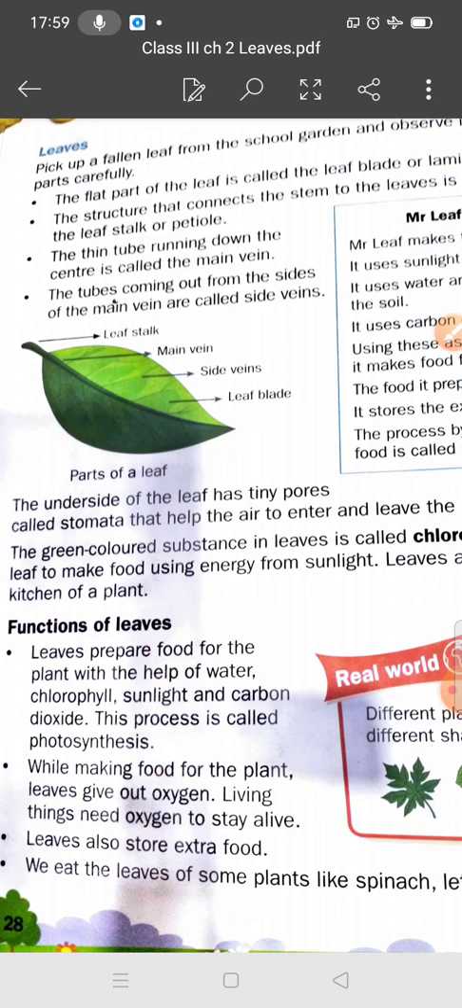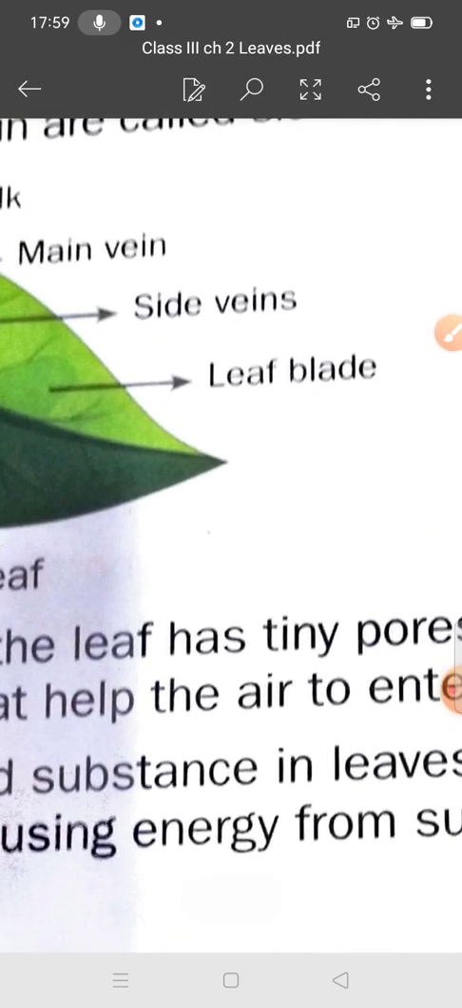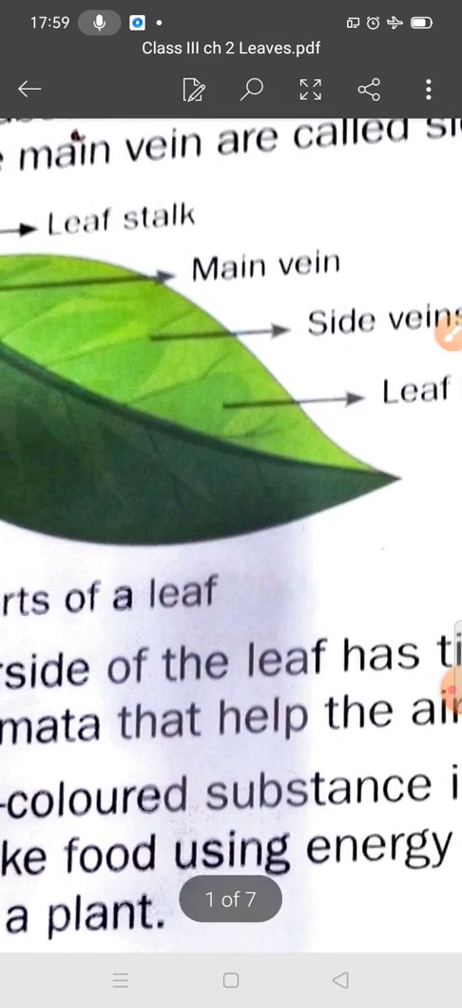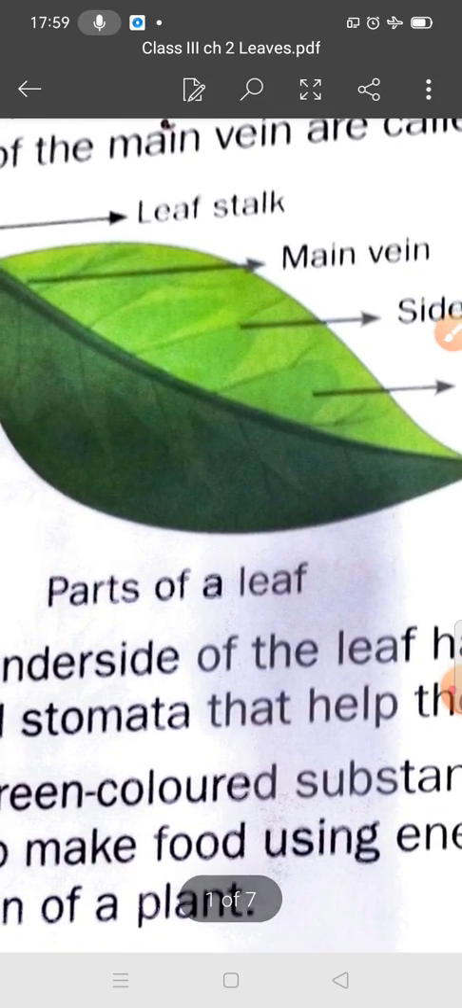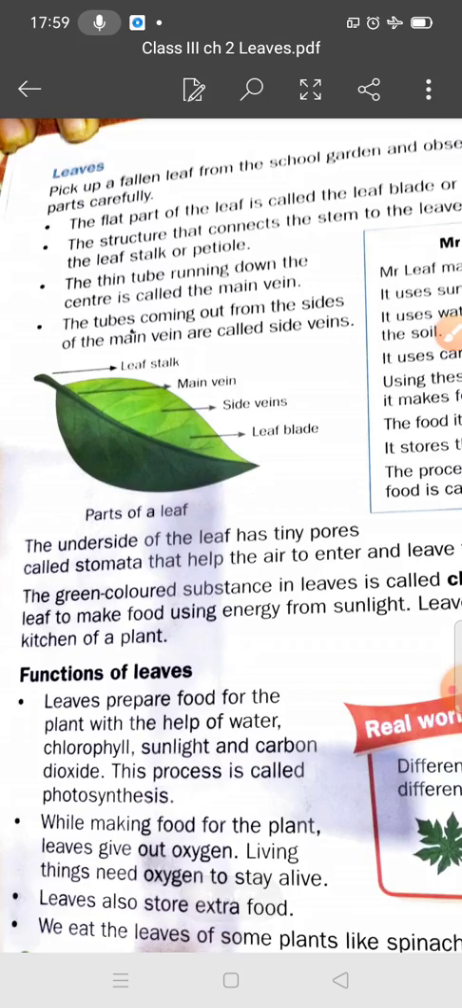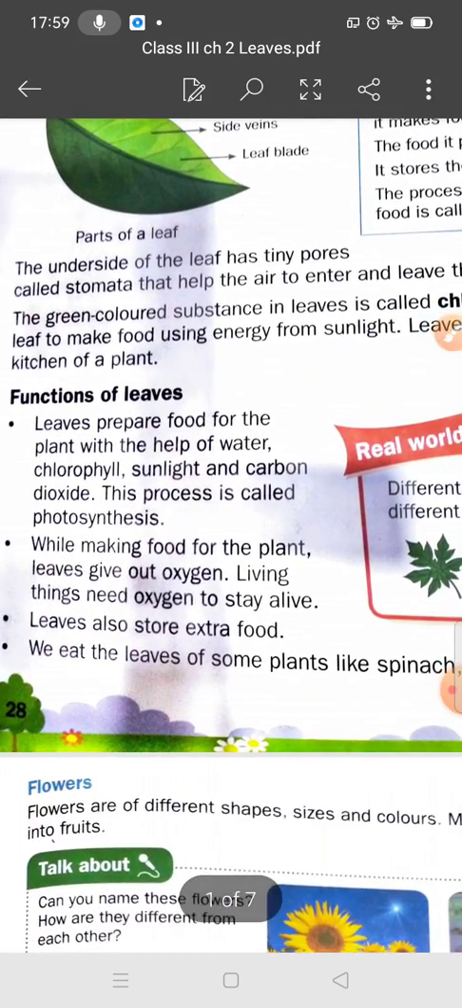Student, in the previous lecture we discussed the structure of a leaf, or parts of a leaf. We also discussed the many parts of a leaf, like leaf blade, side vein, main vein and leaf stalk. Student, in this video we will discuss the functions of our leaves, or what is the work of a leaf.